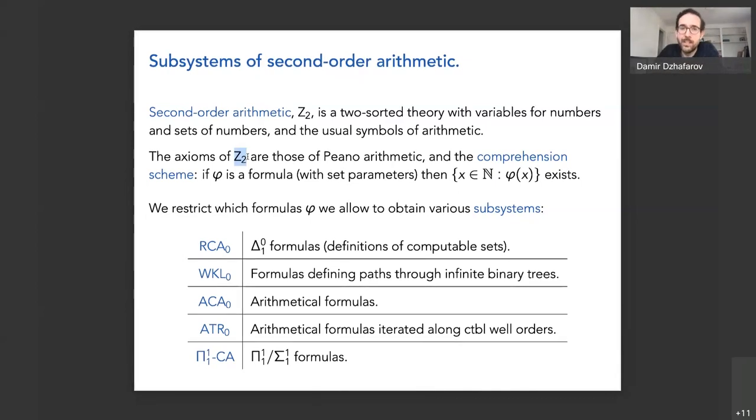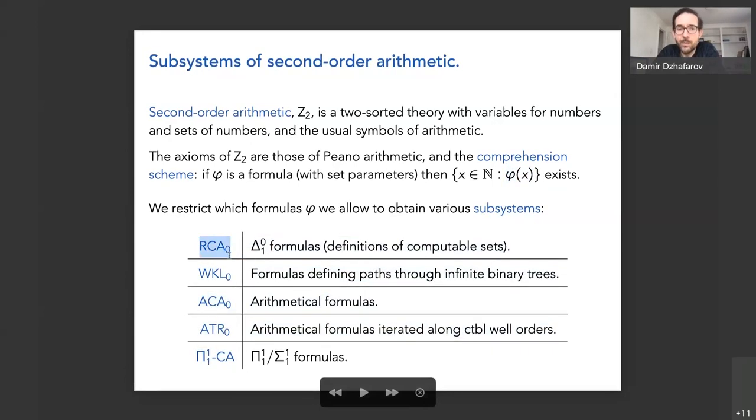The language of this is called L2, and Z2 then is Peano arithmetic together with an unrestricted comprehension axiom saying that if you give me a formula phi in this language, then the set of numbers satisfying phi exists as a set. The way one works with this in the context of reverse mathematics is by restricting which formulas phi one looks at, thereby obtaining subsystems of second order arithmetic. The most common ones are these ones here.